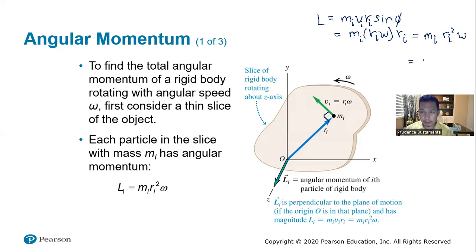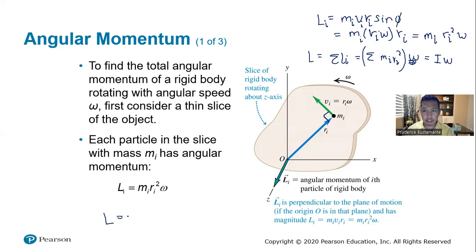Here, your angular momentum of a rigid body, so this is actually Li. If you sum it all, let's note that L is equal to the sum of Li, which is equal to the summation of Mi Ri squared omega, which is equal to I omega. So we have here the definition of the angular momentum of a rigid body.